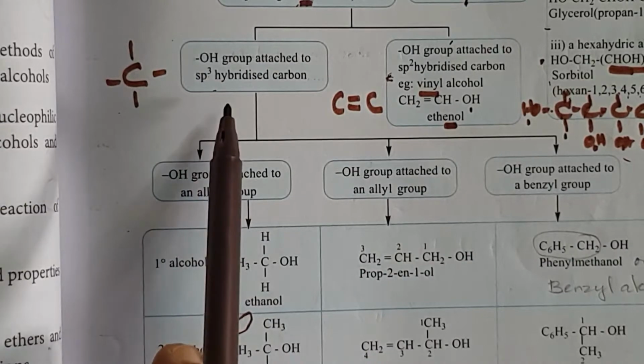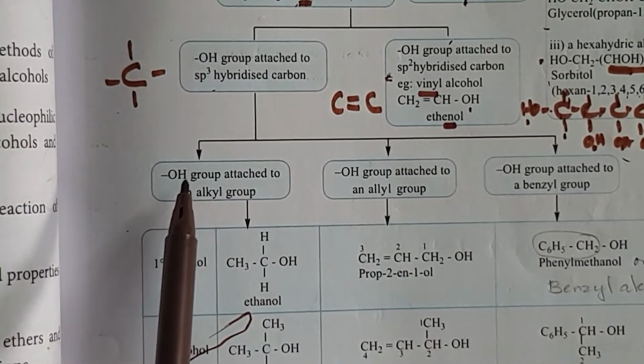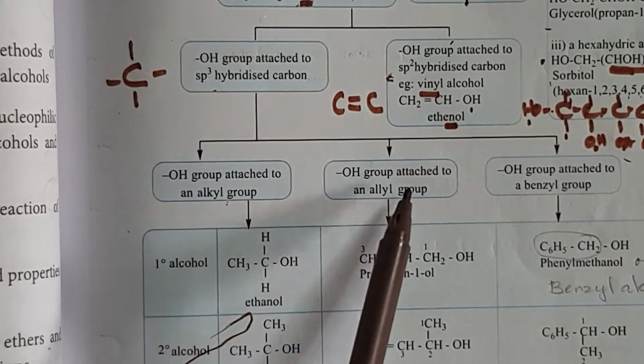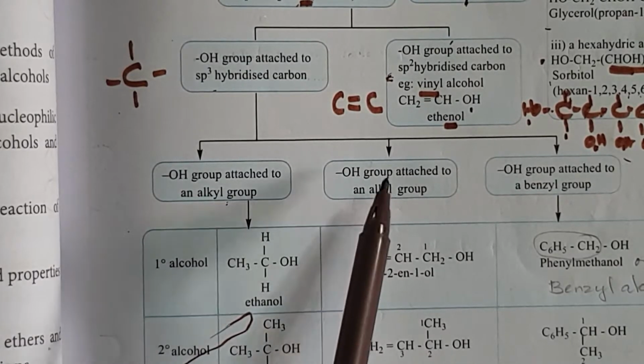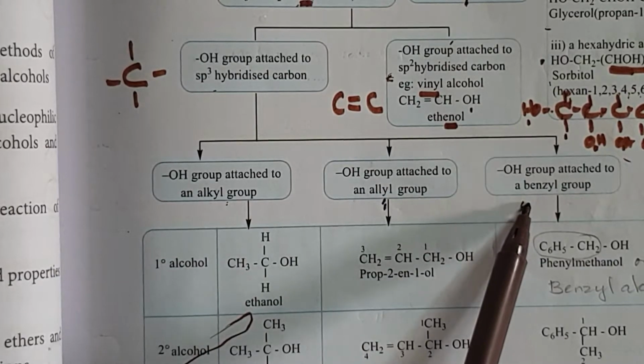So whenever it is an sp3 hybridized carbon atom, the OH group can be attached to an alkyl group or an allyl group. An allyl group is one which has a double bond, carbon, double bond carbon, or it can be attached to a benzyl group.